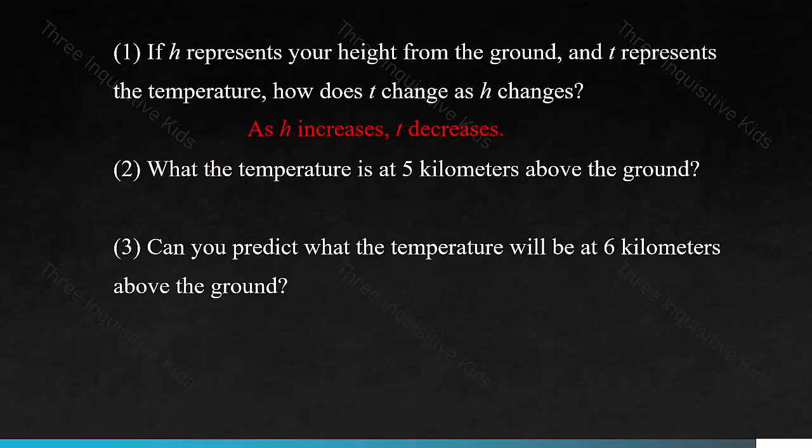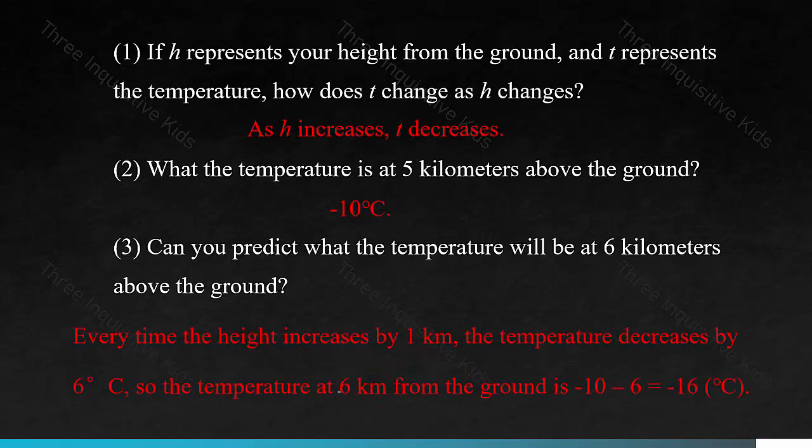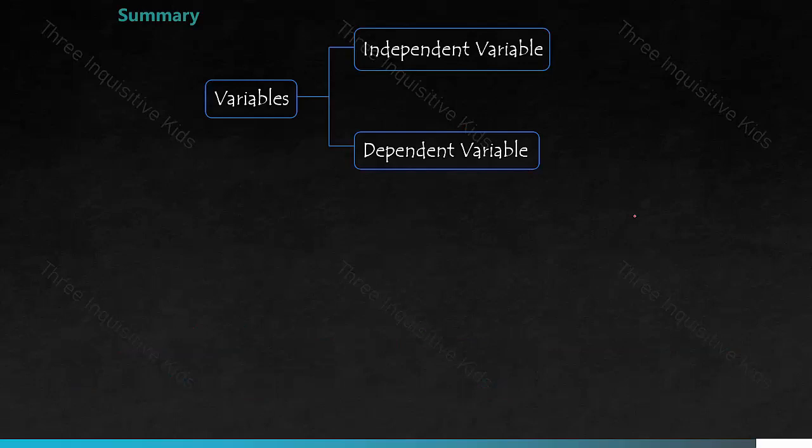What is the temperature at 5 kilometers above the ground? Negative 10 degrees Celsius. You could go back and refer to the table. Can you predict what the temperature will be at 6 kilometers above the ground? Well, based off of the pattern we found in the previous table, you can feel free to go back to the previous slide if you want. The temperature at 6 kilometers above the ground would be negative 16 degrees Celsius.